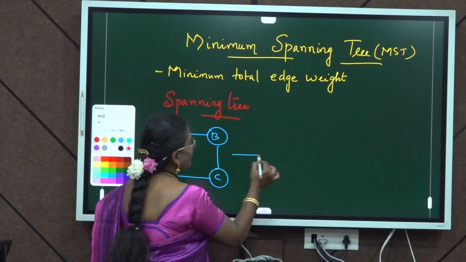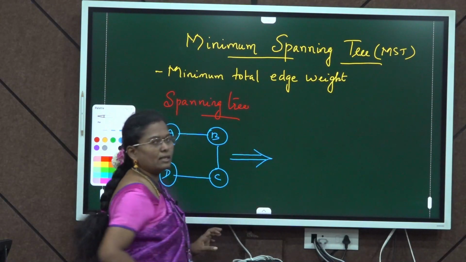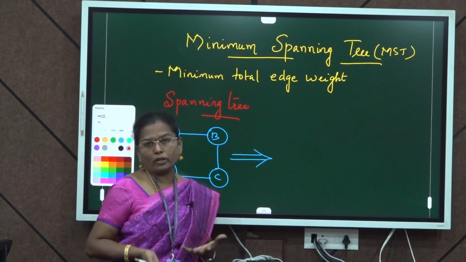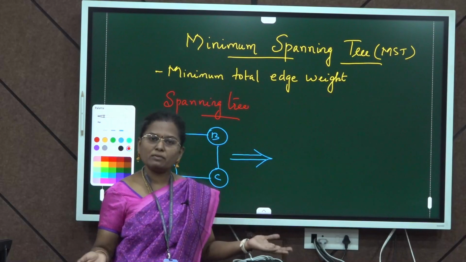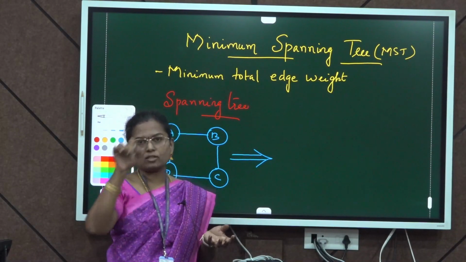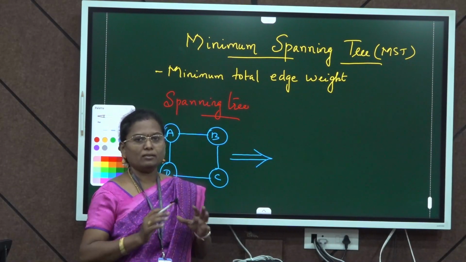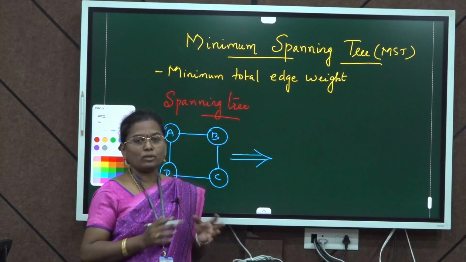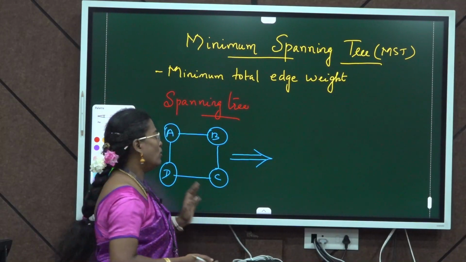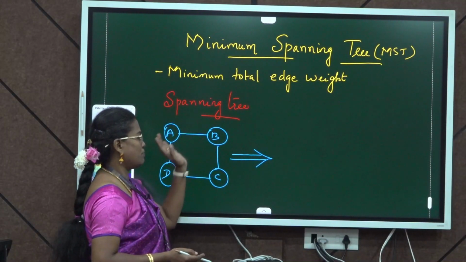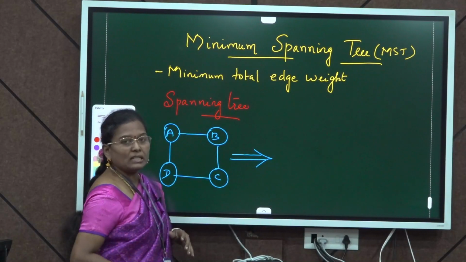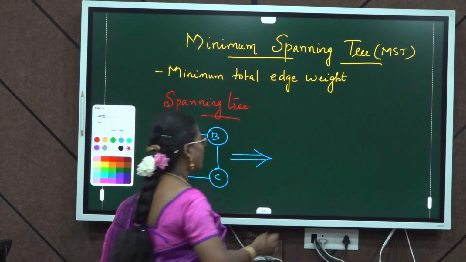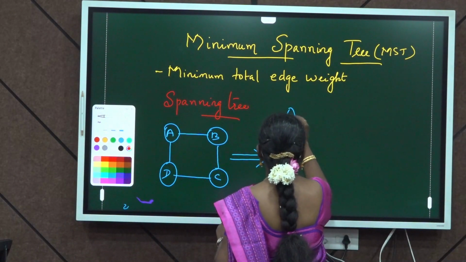Now I can redraw this graph into a tree. What we know about tree, or what is the difference between graph and tree? Graph contains a closed loop, whereas tree will not have any closed loop. So there will be no cycle in tree. So I am going to convert this specific graph into a tree representation. Let me show you one specific representation of it.